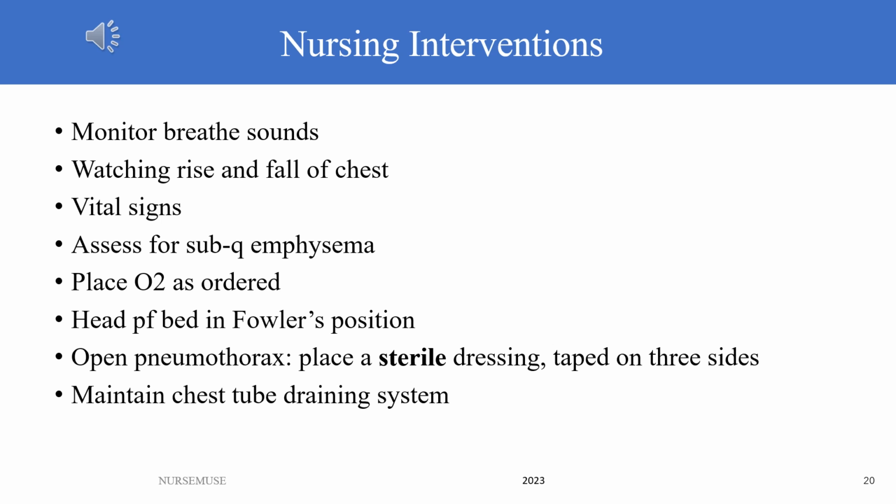We're going to place O2 on the patient as ordered. The head of the bed, we're going to put in Fowler's position. And if it's an open pneumothorax, remember we're going to place a sterile dressing. Now either you can tape the dressing on 3 sides, or you can put a glob of petroleum or Vaseline jelly on the dressing so that you clog that hole, and you're going to maintain chest tube drainage system if they have one ordered.